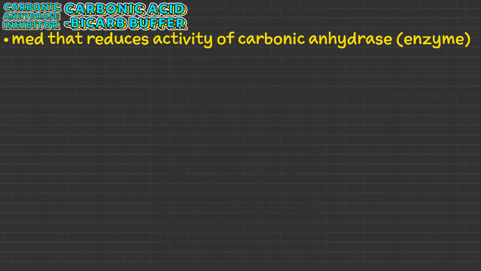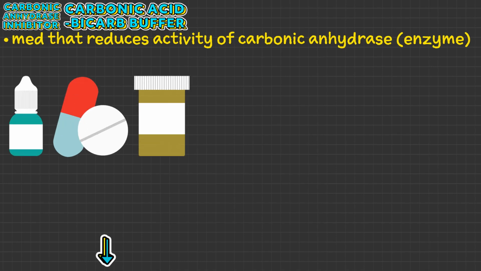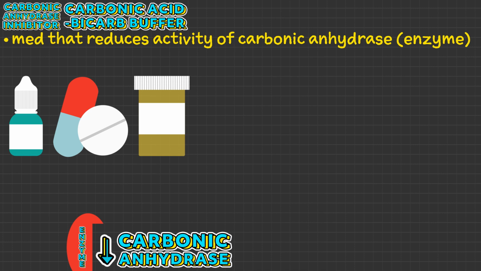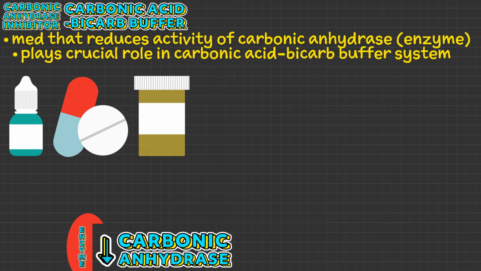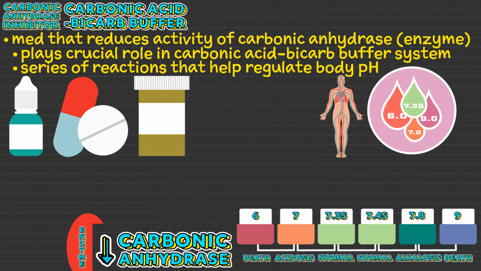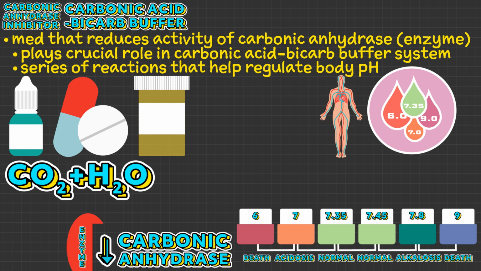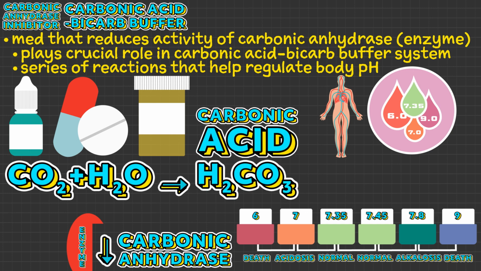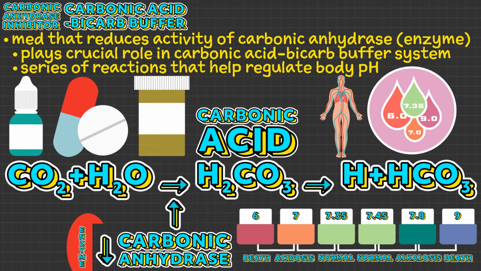Carbonic anhydrase inhibitors are medications that reduce the activity of an enzyme called carbonic anhydrase, which plays a crucial role in the carbonic acid-bicarb buffer system, a series of reactions that help regulate body pH. In this system, carbon dioxide and water combine to form carbonic acid, with the help of carbonic anhydrase. Carbonic acid can then spontaneously dissociate into hydrogen and bicarb. These reactions can also occur in the reverse order.